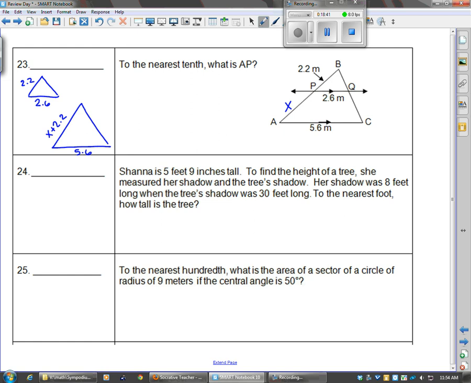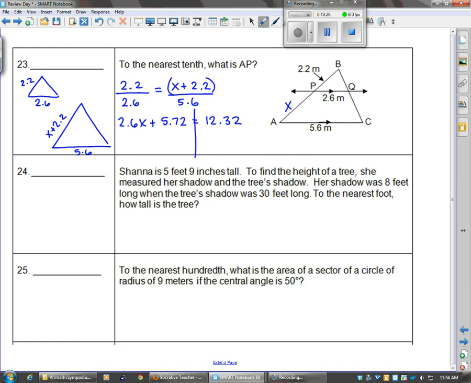Okay, a few different ways to set up this proportion. I'm going to do side over base. So 2.2 over 2.6 equals X plus 2.2 over 5.6. It's just setting up a proportion. So when you cross multiply, remember to distribute. So you're going to get 2.6x plus 2.6 times 2.2 is 5.72. And then 2.2 times 5.6 when I cross the other way equals 12.32.